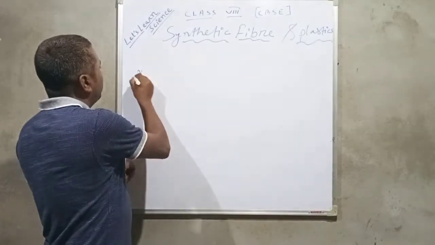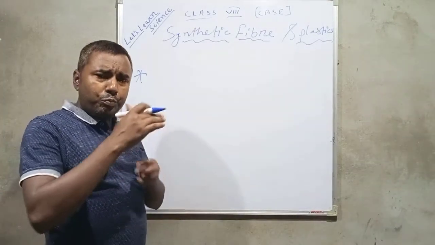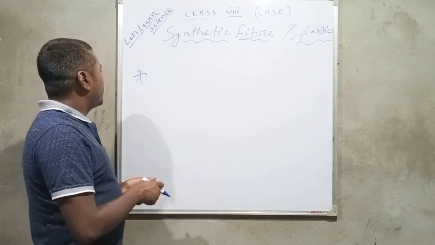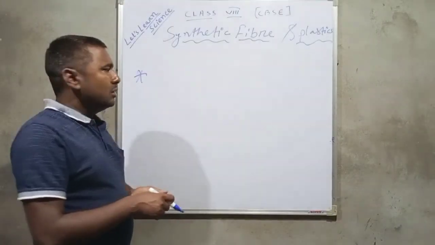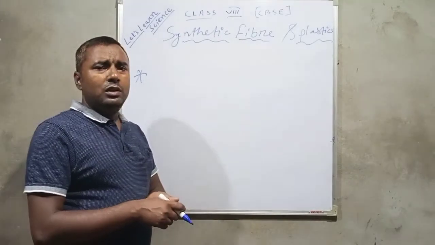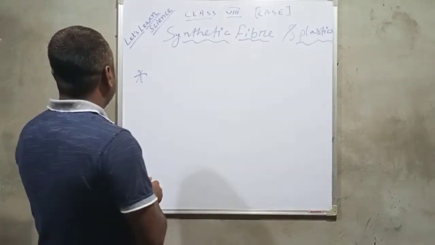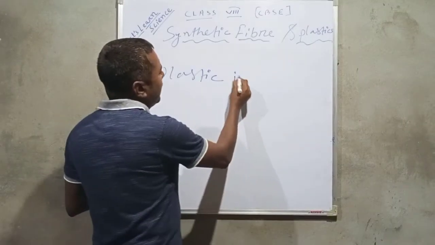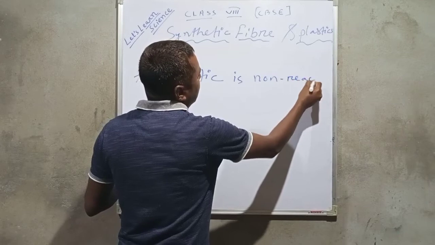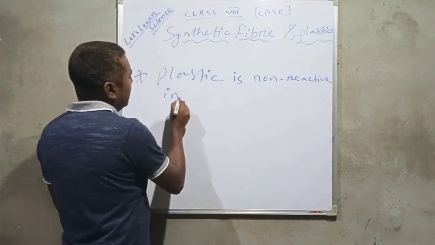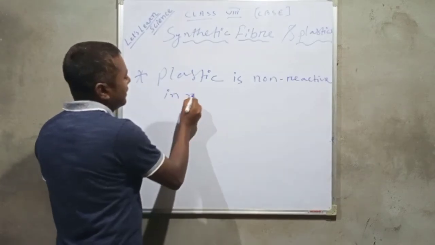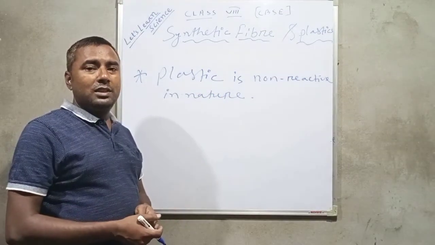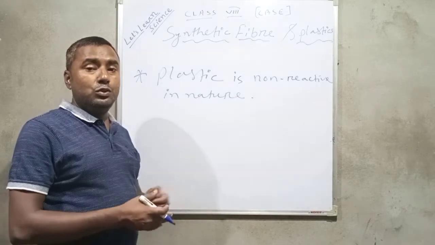Now see, what are the most valuable properties that make it very popular among the people? The first property of the plastic, for that reason we use that one in a wide range, is plastic is non-reactive in nature. Non-reactive in nature. That means plastic does not react with chemicals or any other substances like air, water. They didn't used to react.